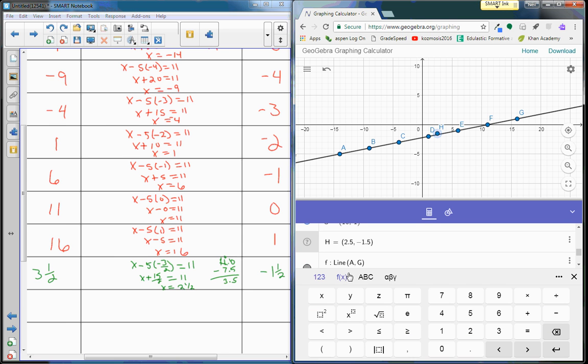Now I want to go back here, change that to a 3, and hit enter. Now you see where H is. It is right on that line. So we're going to do that again.